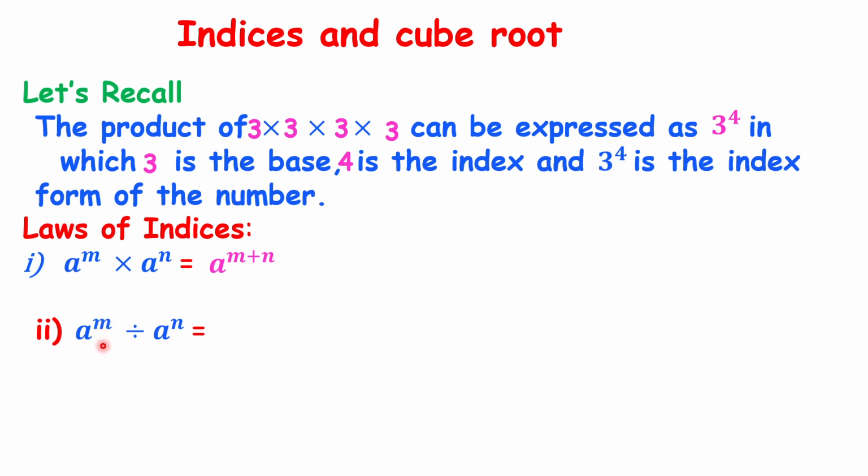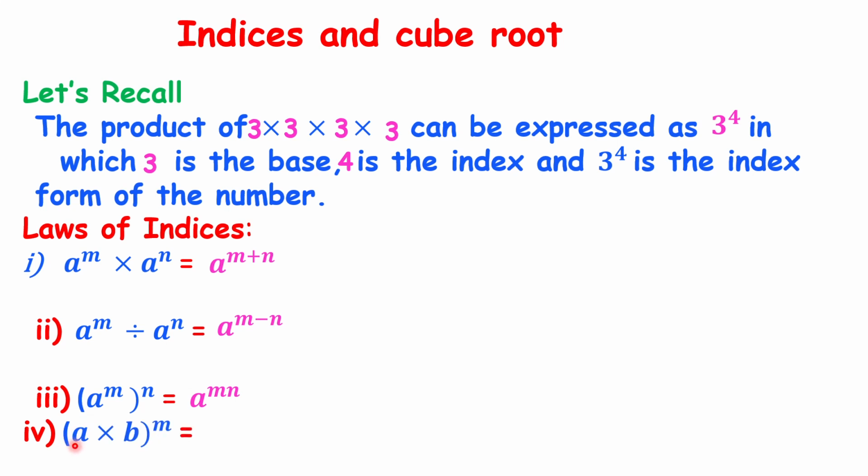Second law, a raised to m divided by a raised to n. Here base is a and index is m and n. If there is a division, there is the subtraction between index. So second law is a raised to m divided by a raised to n is equal to a raised to m minus n. Third law, a raised to m raised to n is equal to a raised to m into n. Here a is the base and m and n are the index.